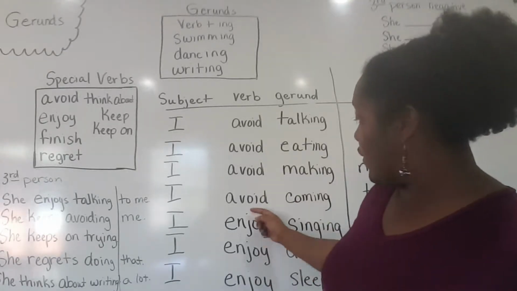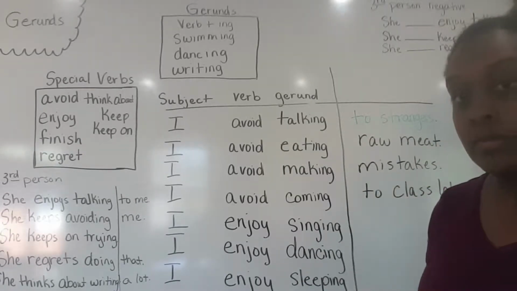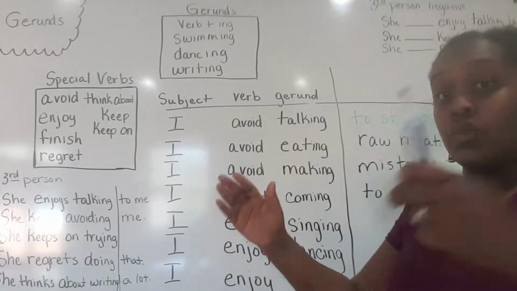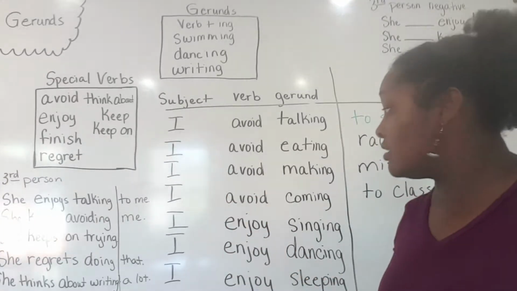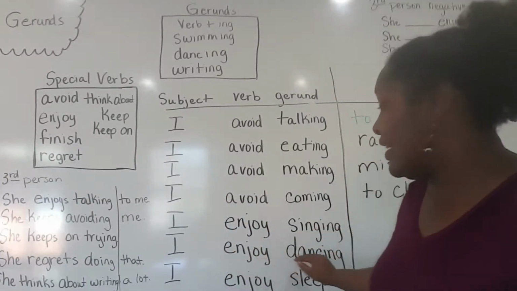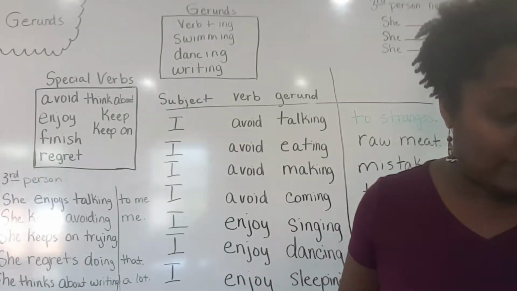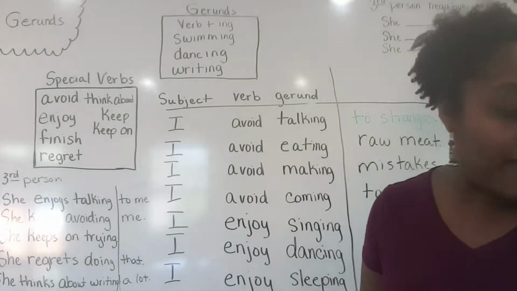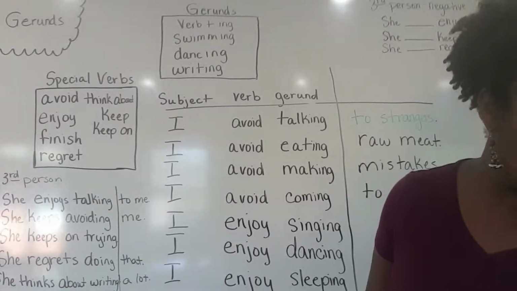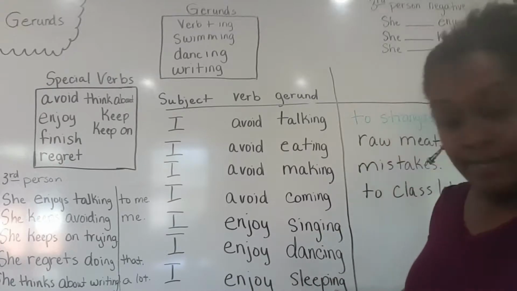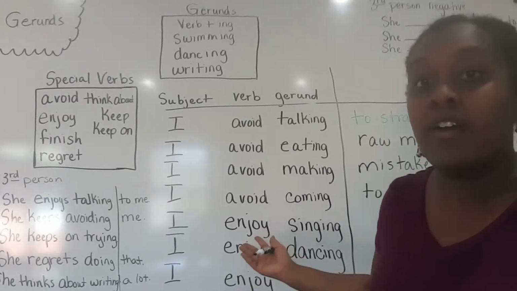Another one of our special verbs, enjoy. Okay, so we have: I enjoy singing. I enjoy singing songs. I enjoy dancing. I enjoy dancing at the pub. I enjoy dancing with the team. I enjoy sleeping.